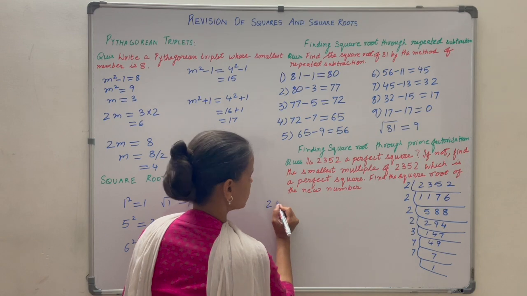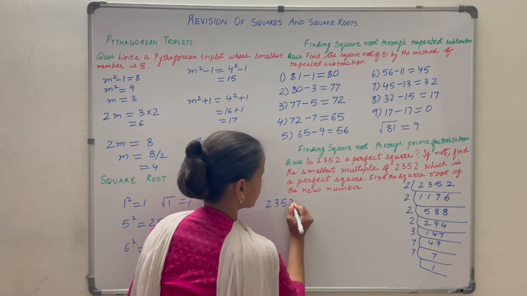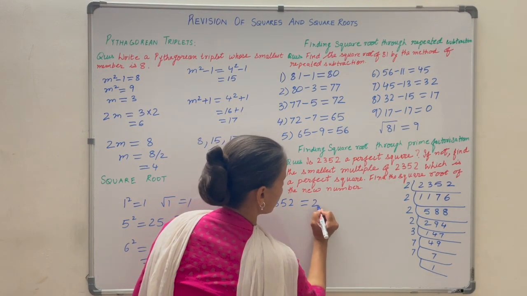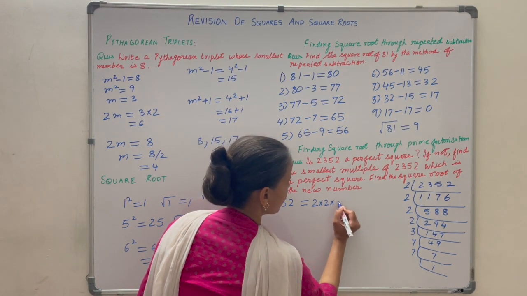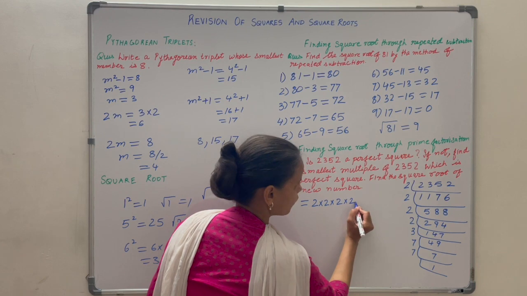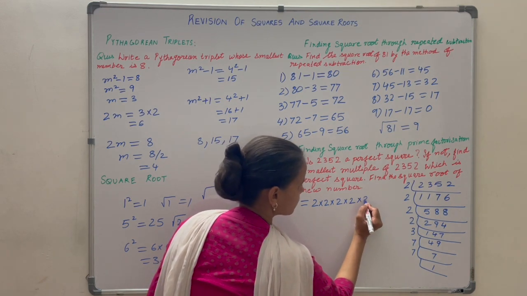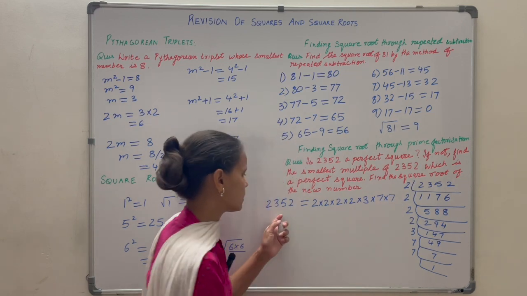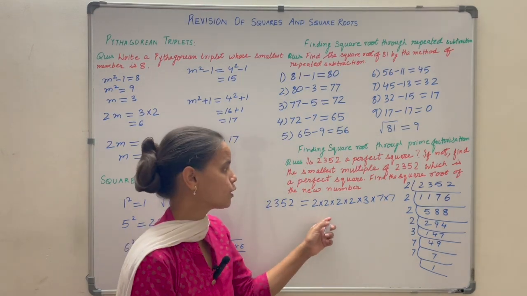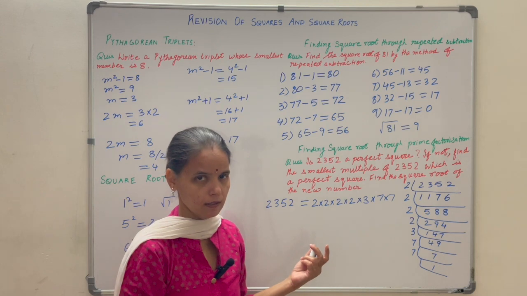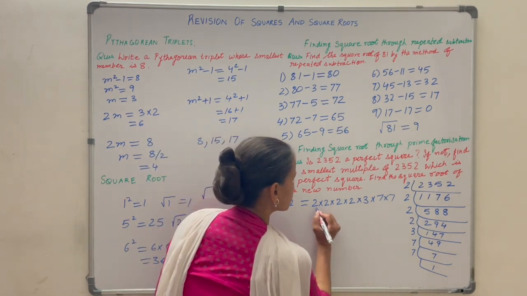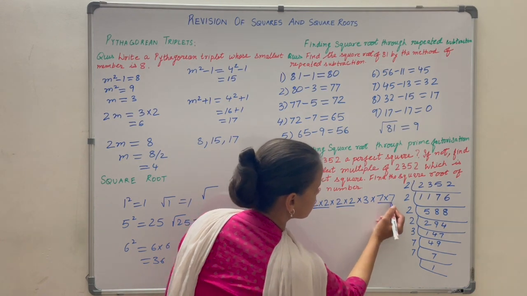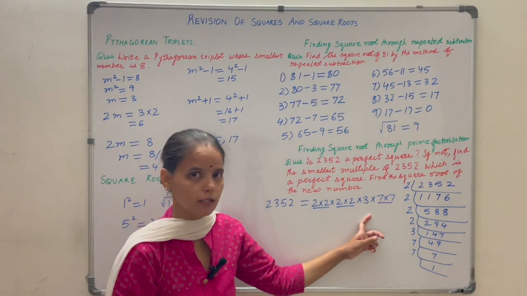So let us express it in terms of prime factors. 2352 is equal to 2 times 2 times 2 times 2 times 3 times 7 times 7. So for this number to be a perfect square, each of these numbers should be in pair. So let us pair these numbers. This is in pair, this is in pair, this is in pair. But 3 is not in pair.